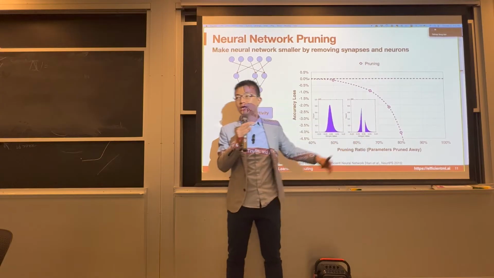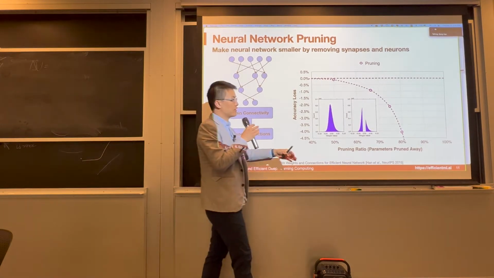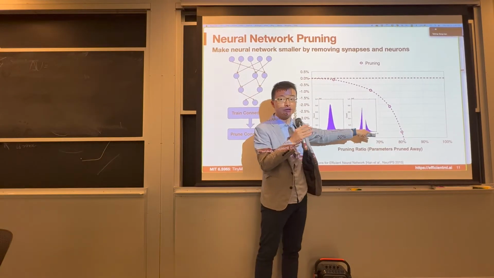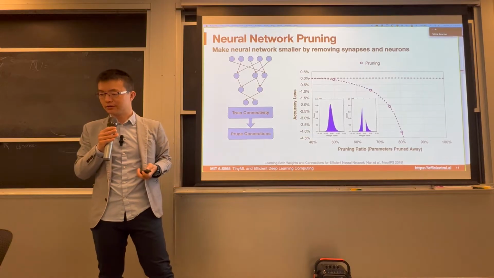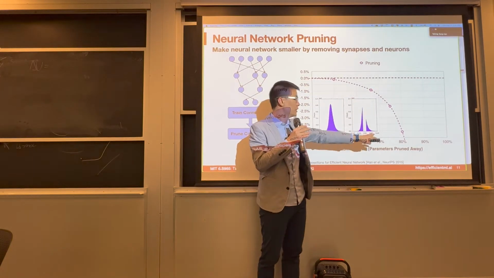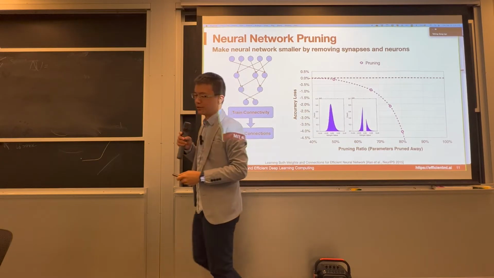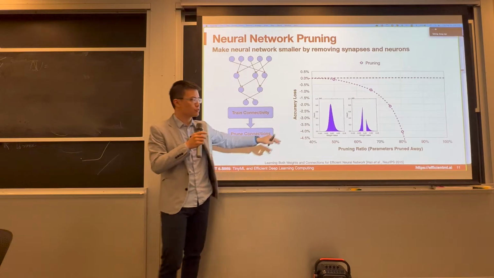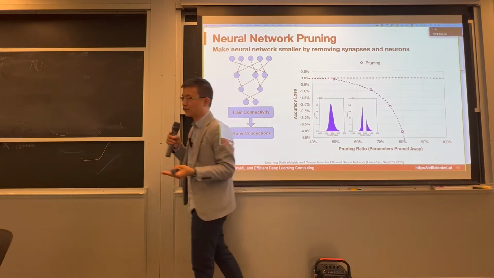Okay, so you can see if the weight's absolute value is below a threshold, then we are going to remove those connections. And you can imagine the more we remove, the larger this gap, since we are pruning away more parameters. So this is too bad. The accuracy is dropping very significantly. How can we recover the accuracy?